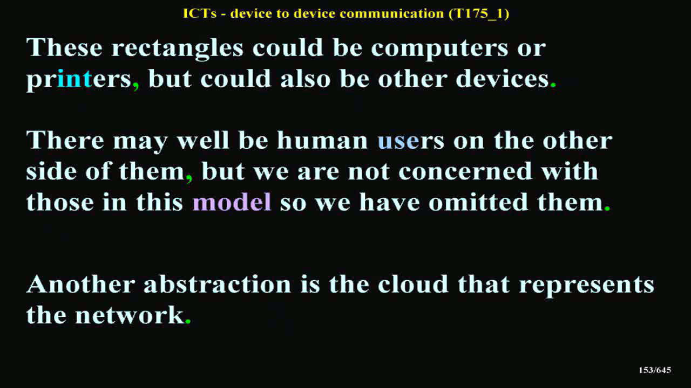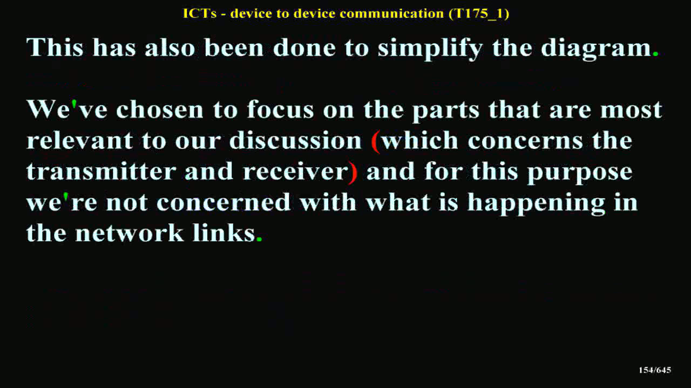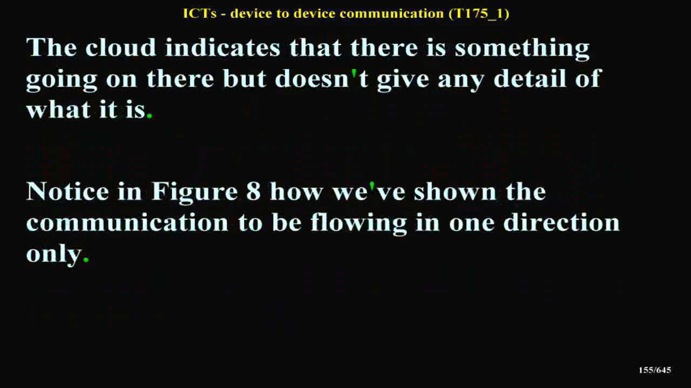Another abstraction is the cloud that represents the network. This has also been done to simplify the diagram. We've chosen to focus on the parts that are most relevant to our discussion, which concerns the transmitter and receiver, and for this purpose we're not concerned with what is happening in the network links. The cloud indicates that there is something going on there but doesn't give any detail of what it is.